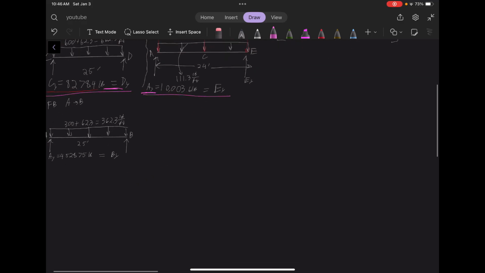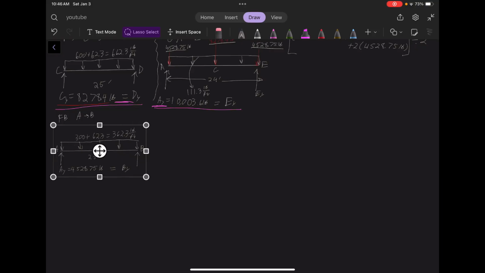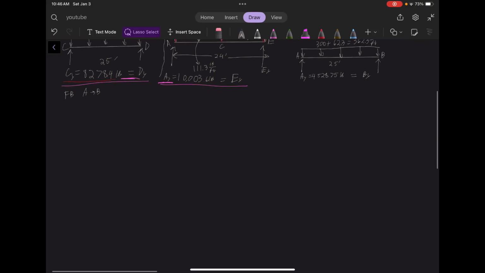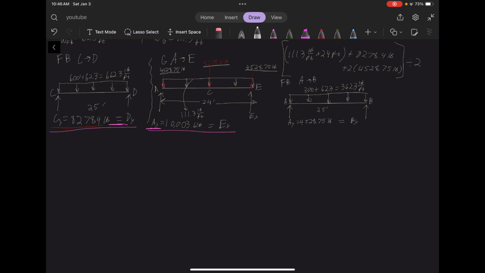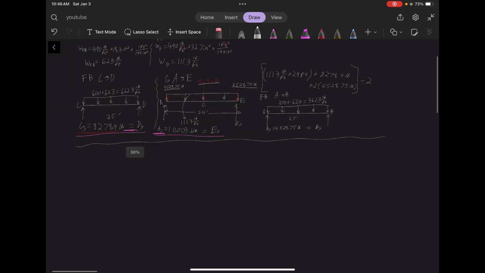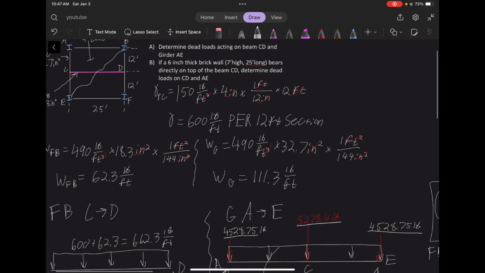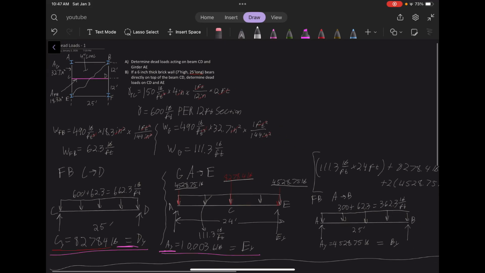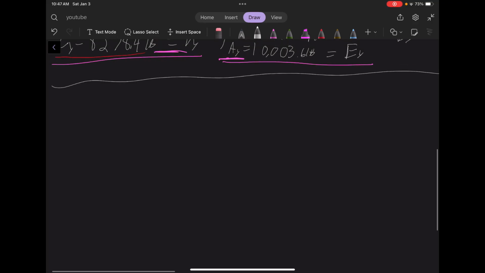So let's run through that. Okay, so that was part A. Now we're moving on to part B. I'm gonna move this out of the way, and let's draw a squiggly line here. All right, moving on. So this is how I did this problem. We're gonna again find the self weight of the brick wall. Everything else stays the same. The self weights of the beams, concrete, girders, whatever, all stays the same. Now we're just gonna find the weight of the brick wall.